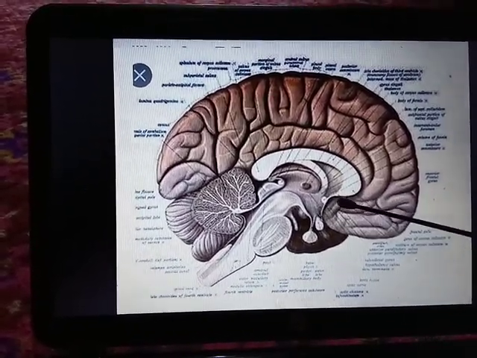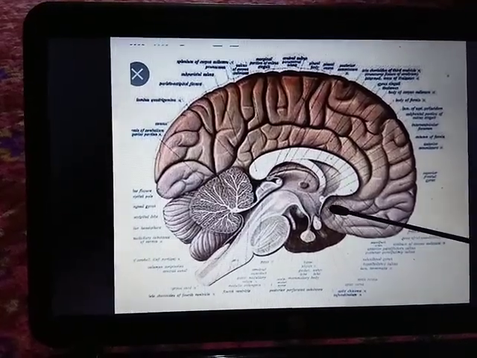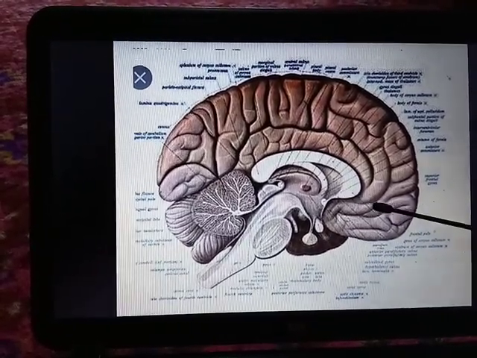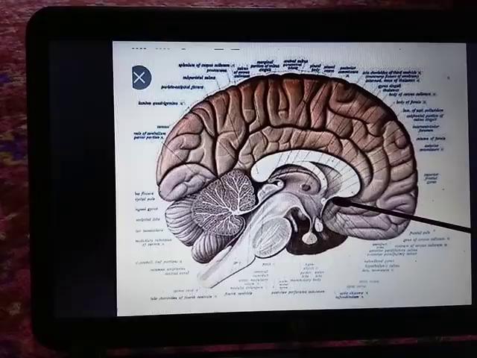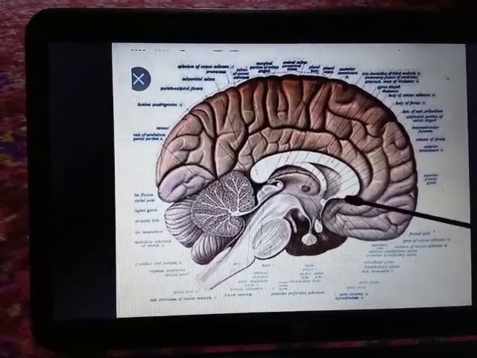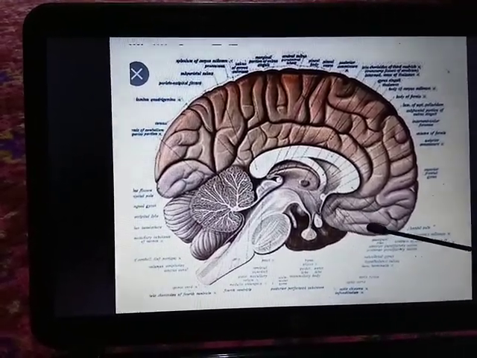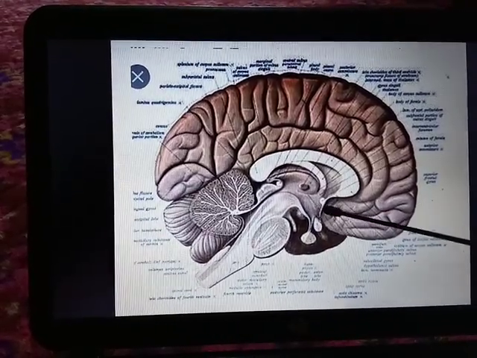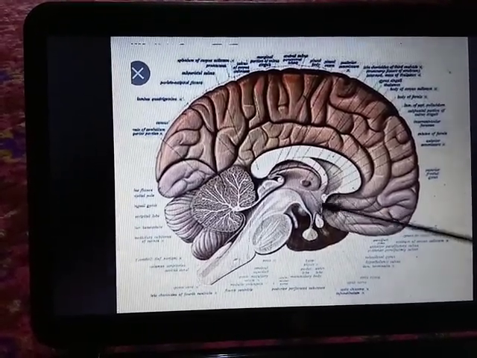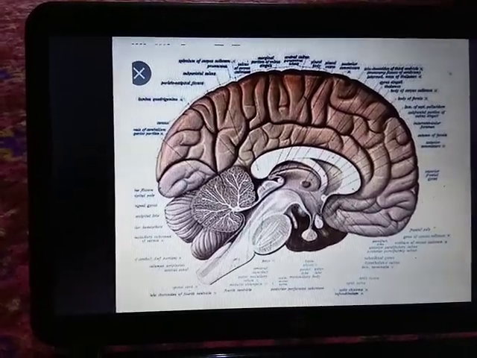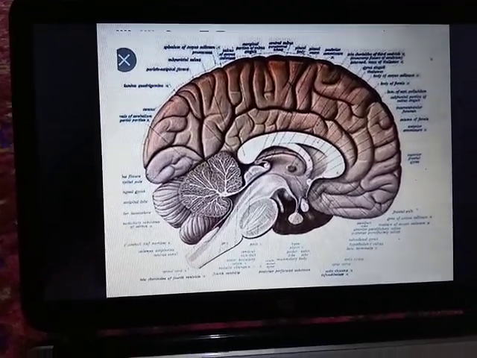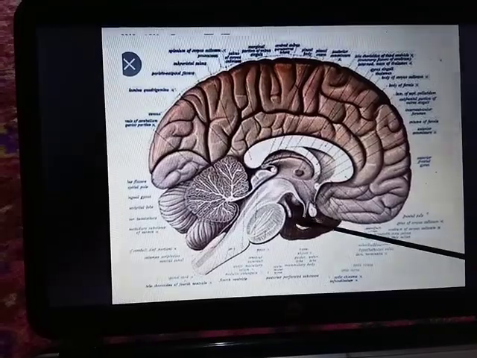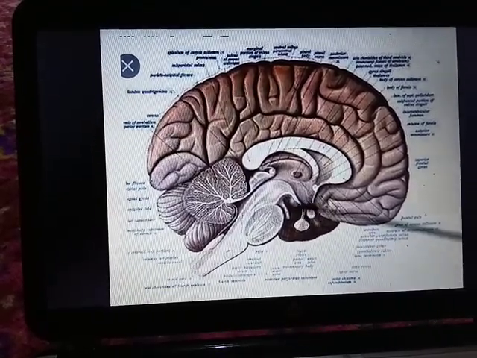In front of this lamina terminalis, you have the paraterminal and paraolfactory gyri, present in front of this thin white strip. After that, here you can see this is the pituitary gland.